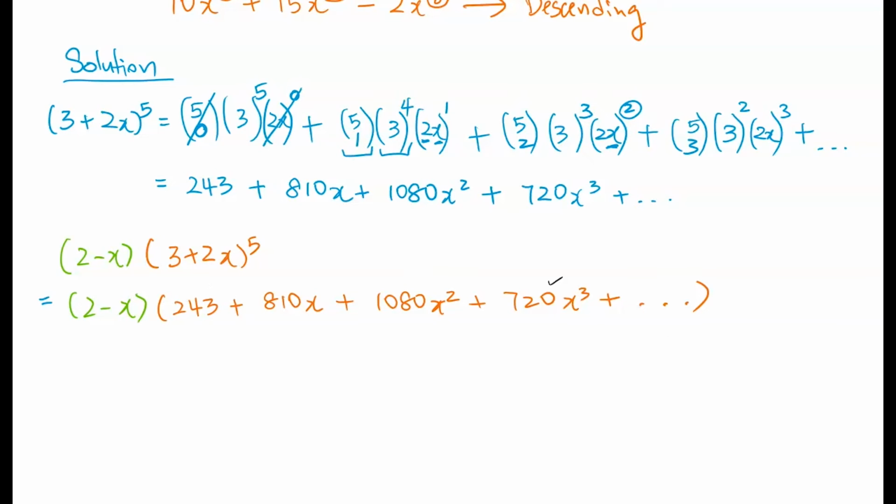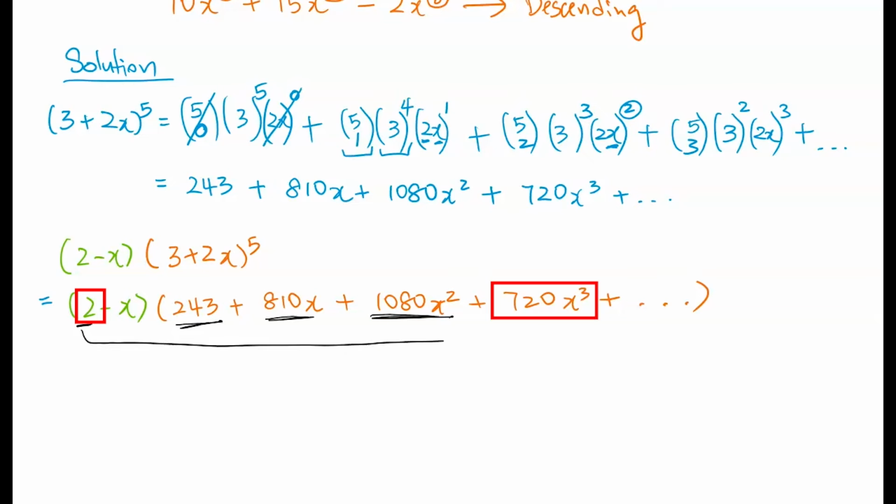So I will look at 2 minus x. The first term is a 2 because the question is asking for x cubed. So I ask myself, who can I pair 2 with in the orange bracket? Can I pair it with 243? No, I'm not going to get x cubed. Can I pair it with 810x? No. Can I pair it with 1080x squared? Again, no. So I realized that I can only pair my 2 with 720x cubed to get an x cubed term. What about for x?